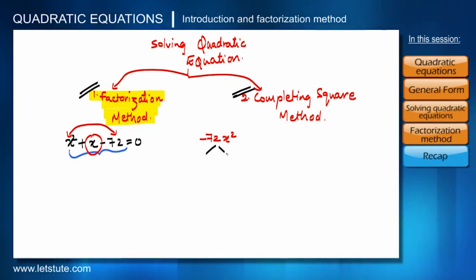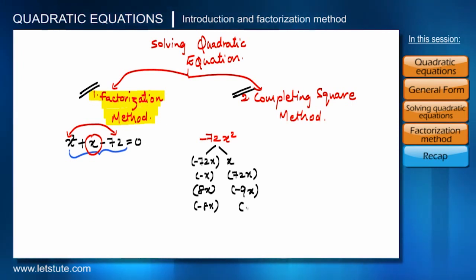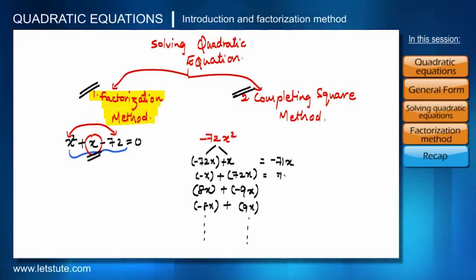Now we are looking for two factors of minus 72x square. So minus 72x square can be written as a product of minus 72x and x, or minus x into 72x, or 8x into minus 9x, or minus 8x, 9x. You may go on finding the factors this way, but the condition is that on adding them we should get the middle term, that is x. So let's see where we are getting x. So here we are getting minus 71x, here we are getting 71x, similarly here we are getting minus x, and here we are getting x, and so on. So here is the x as we wanted, so we will consider these two terms.